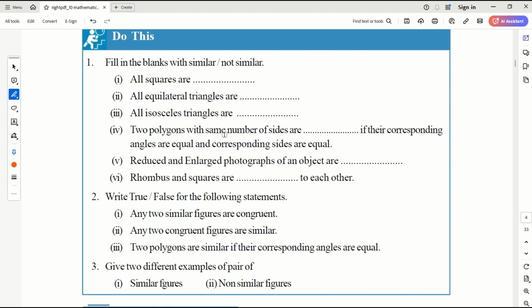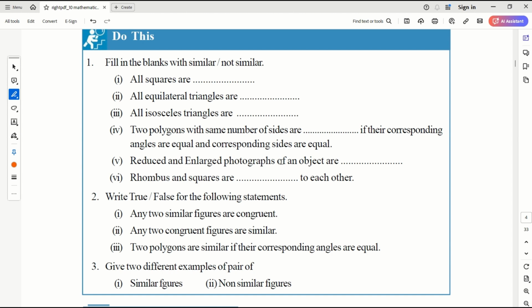Two polygons with the same number of sides are dash if their corresponding angles are equal and corresponding sides are equal, then they are similar. Correct? They are actually not only similar, they are congruent, or the same, because corresponding sides are also equal. So it's exactly the same polygon, right? You can call them similar, but they are much more than similar. They are actually the same.